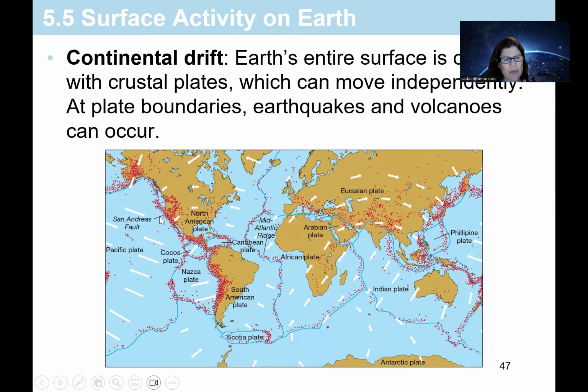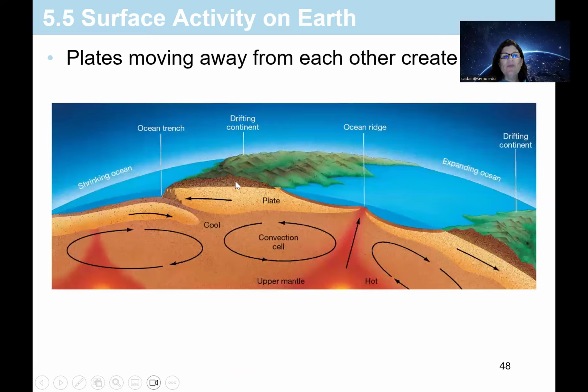There are also volcanoes. Mount St. Helens is up here. Of course, the San Andreas Fault is here. And if you'll notice, each of these plates has arrows on it because they're moving in different directions. Like the Indian plate smashed into the Eurasian plate, and there's double plate thickness, and that's where the Himalayas are. Very strange. Okay, plates moving away from each other create rifts.